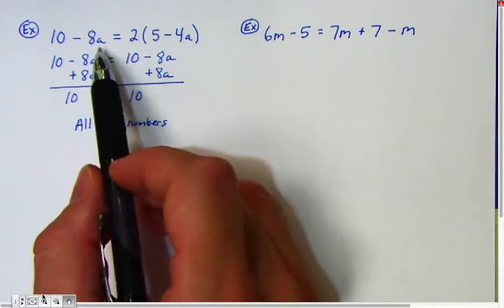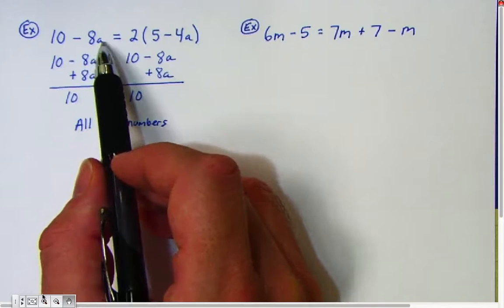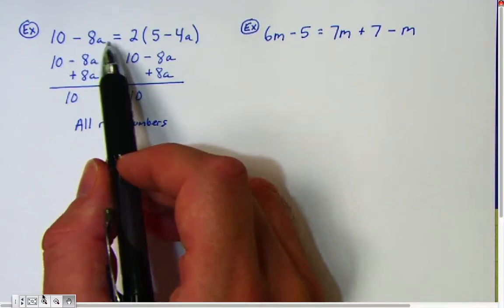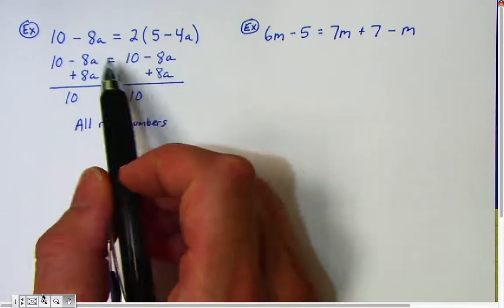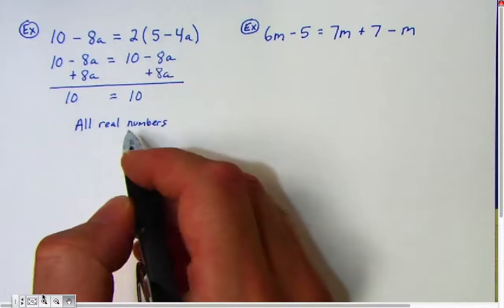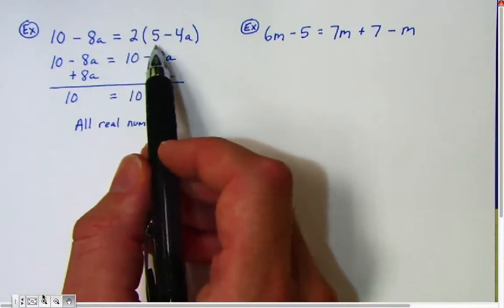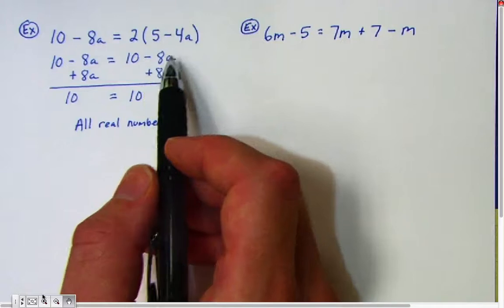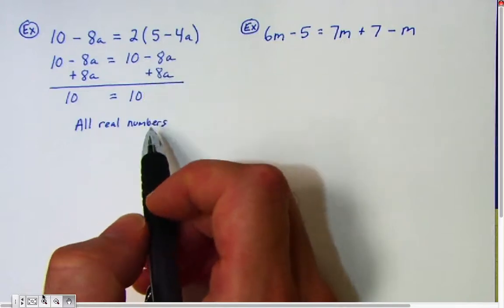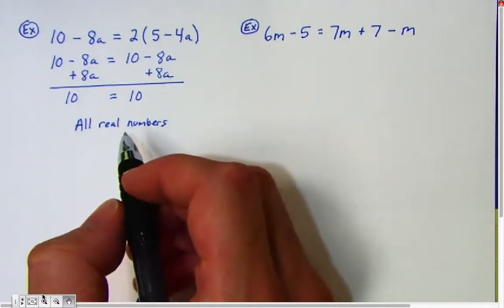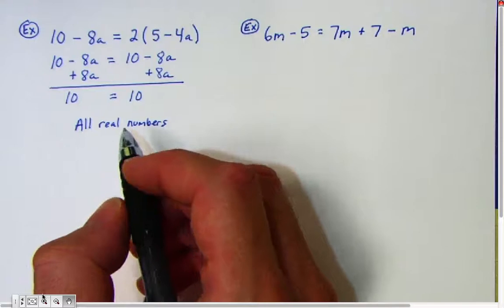You could put in place of a, for example, 2. If you put the a equal to 2 here and here, this equation would work out to be true. But 2 is not the only solution. I'm just randomly picking numbers. I could put in negative 56 for a and substitute that in, and again the equation would turn out to be true. All real numbers will work in place of a.